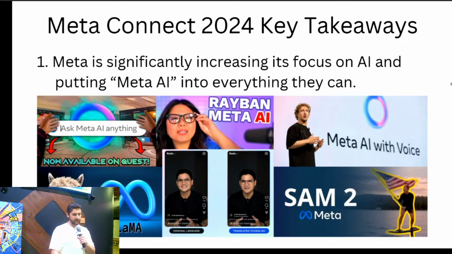So, with the key takeaways, this year it's clear Meta's significantly increasing its focus on AI. They're trying to push AI into every single thing they possibly can. They've got Meta AI in our Quest headsets now. Has anyone used that? Has anyone opted into that? I think it's not in there by default, but I've heard it's pretty good, right?